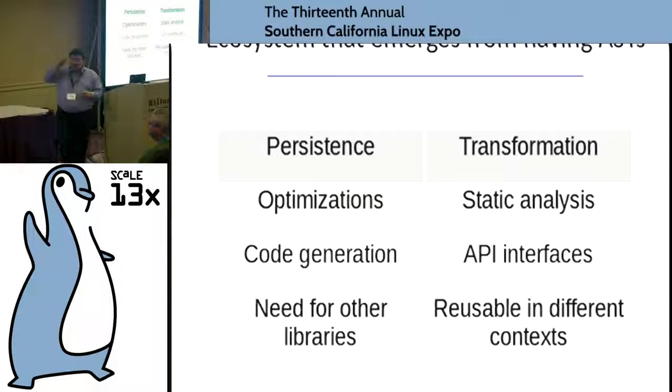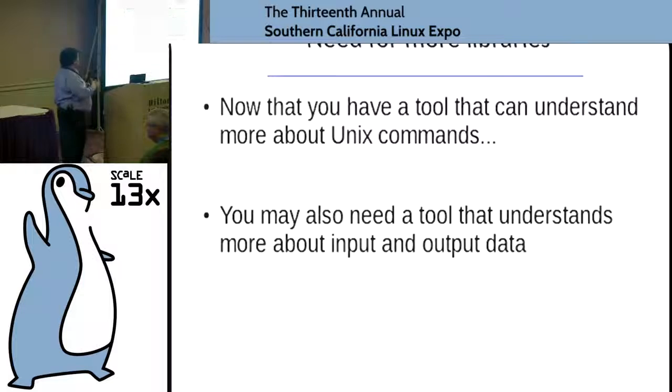With regards to the need for other libraries, one of the things that I realized as I was working on the implementation of this was that when you know more about what the Unix commands are doing, you may also find that you want to understand more about the input and the output data. Because there are some design decisions in the way that Pipecut works that you aren't faced with until you have a tool that can do this sort of thing. So I have questions, and I'll give you a list of my open questions at the end and some other examples.